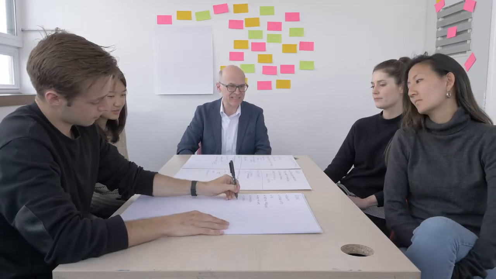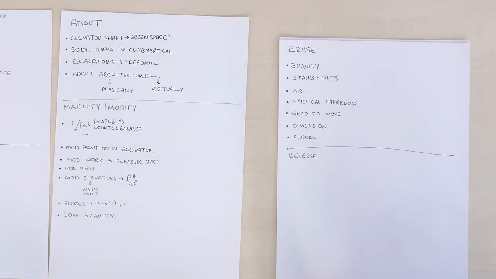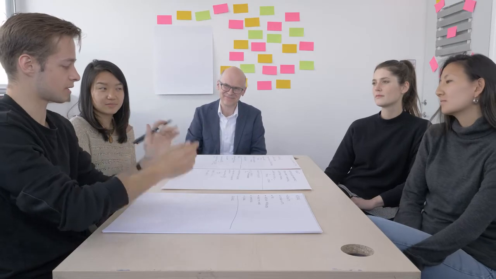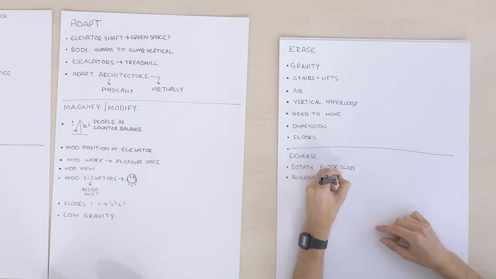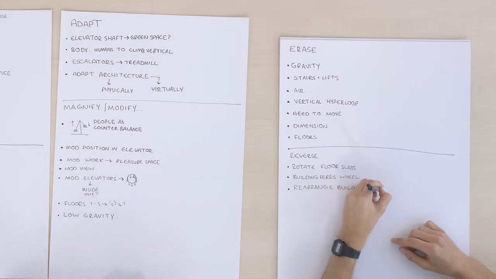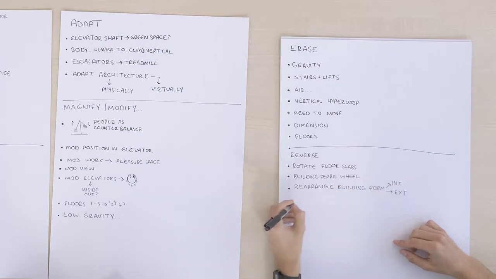We've had lots of ideas there under erase. Let's see what we can come up with under reverse and rearrange. You're creating the illusion of turning gravity sideways by actually turning the floor slabs sideways. Maybe you always go down because it's easier, but then the whole building turns, so that you're always going down. Or you rearrange the building architecture, or rearrange the building form.